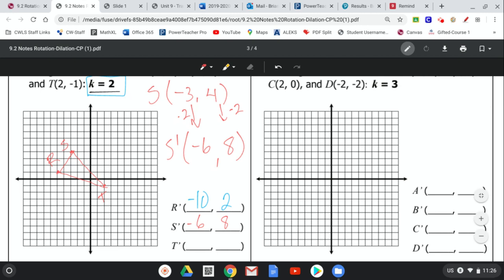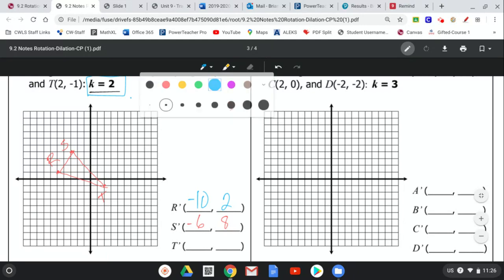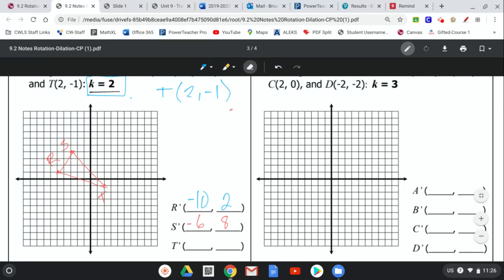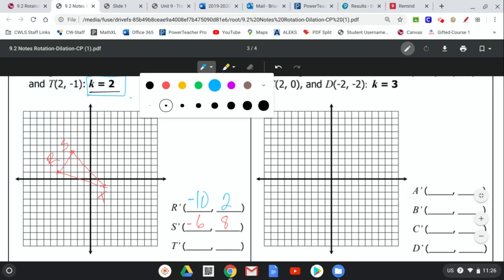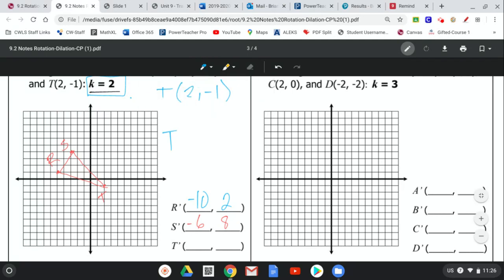All right, so finishing up T here. For coordinate T, T starts at (2, -1). Again, we are going to multiply by the scale factor of 2 to get T prime. So we multiply by 2, that becomes 4. Multiply by 2, that becomes -2. So 4, -2. That is going to be our coordinates.